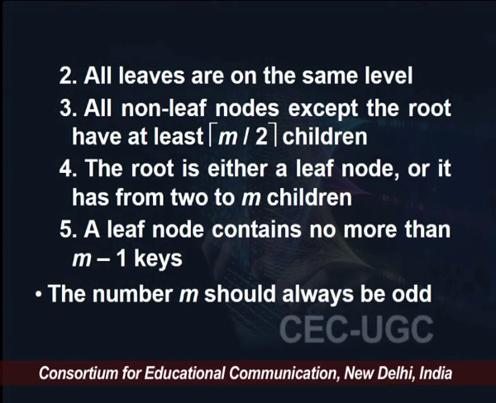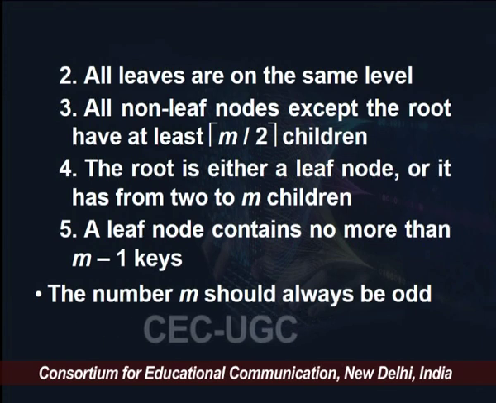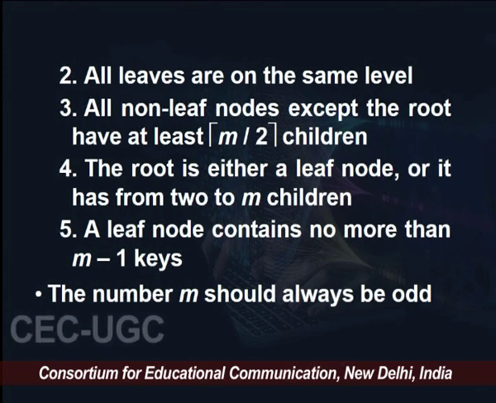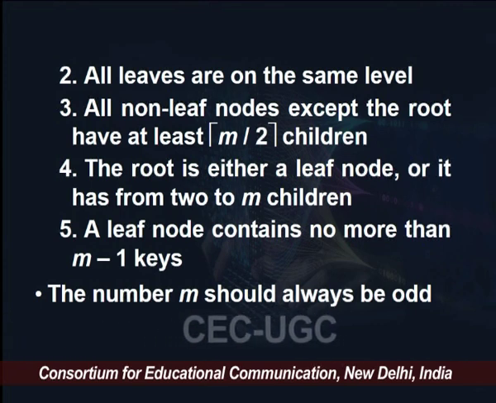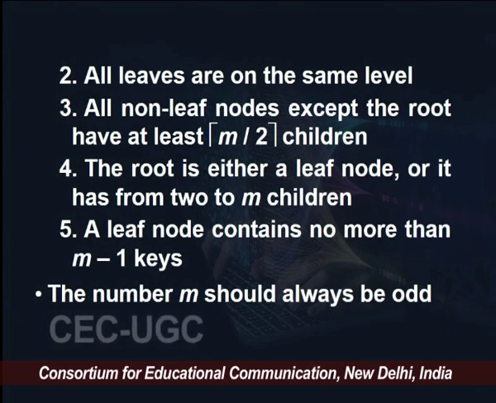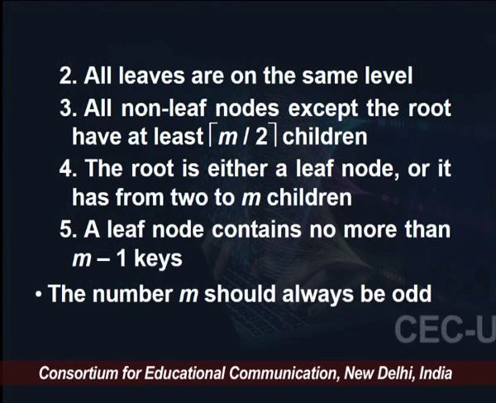So, that means for the root node, if it is not a leaf node, that means it is not the only node in the tree, it can have 2 children or it can have a maximum of m children. So, the root is basically free from the constraints on the number of children and number of keys and so on. And a leaf node contains no more than m minus 1 keys, and typically we say that this m should be odd.